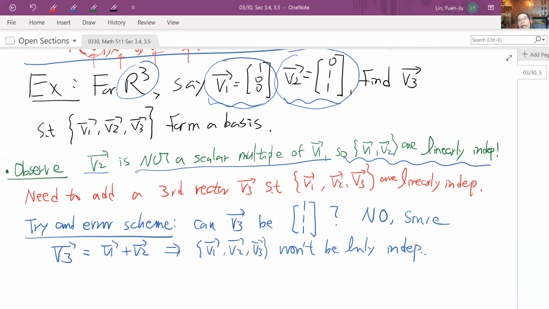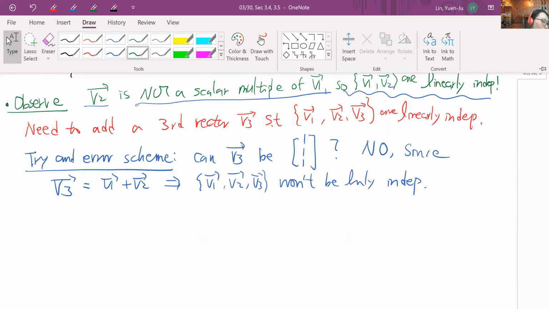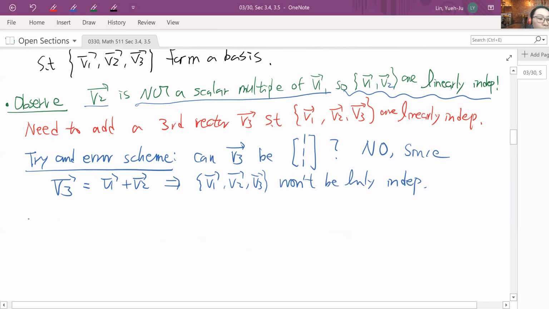So what I would pick is a third vector that only has the second coordinate or the third coordinate to be non-zero. So I can try this. This is really trial and error, right? I'm going to just pick one and check. So say, maybe V3 is (0, 0, 1).